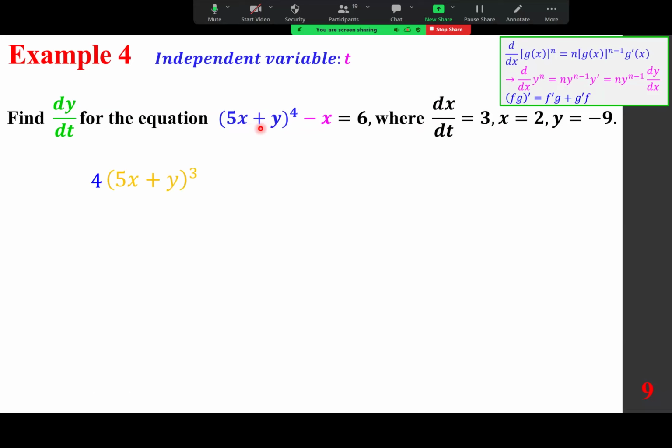Now, the derivative of the inside by the chain rule is 5 dx/dt plus dy/dt. So this is the first piece. 4 sits in front, the same thing cubed, and 5 dx/dt plus dy/dt. That's, believe it or not, the extended power rule. Minus x, the chain rule: minus x is minus dx/dt. The derivative of 6, any number, gives you 0. Done with calculus.